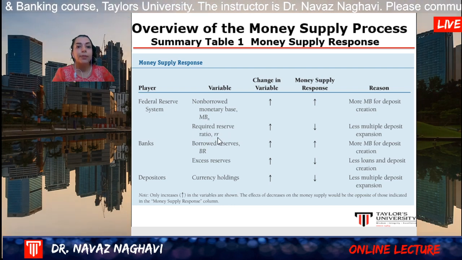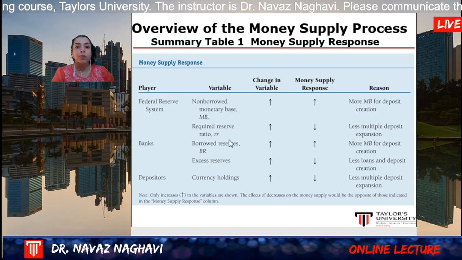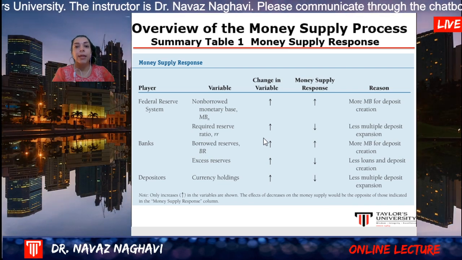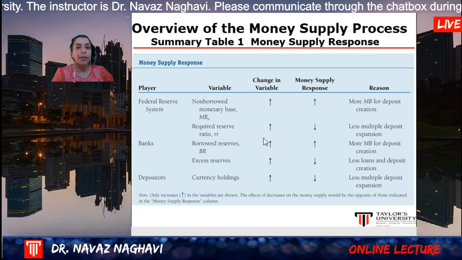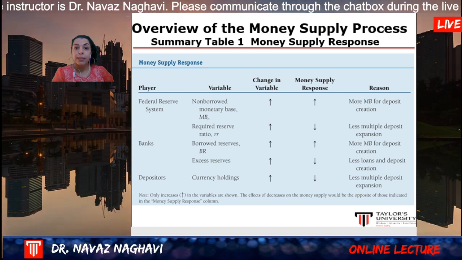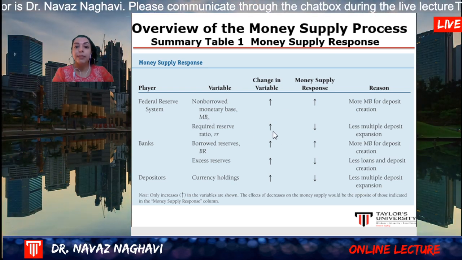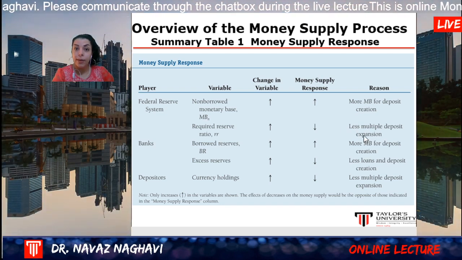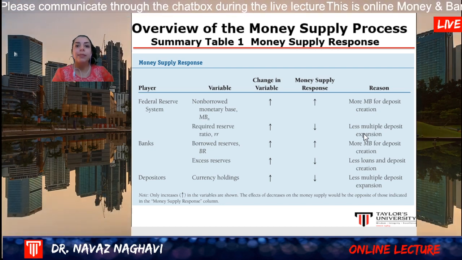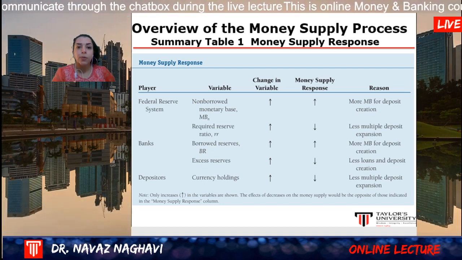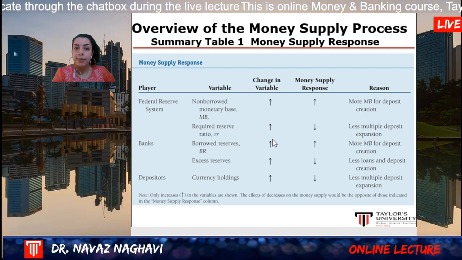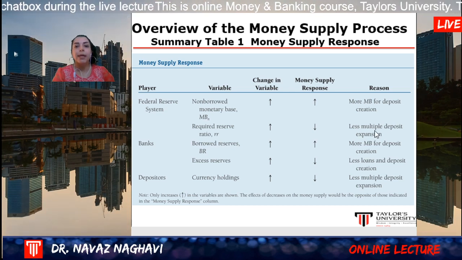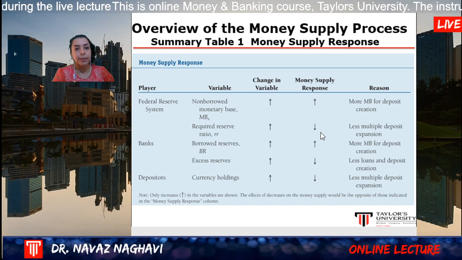Then the required reserve ratio. We know that whenever we increase the required reserve ratio, we are decreasing the loaning ability of the banking system. So that's why the amount of reserve is decreasing. That's why it is saying that there is less multiple deposit expansion, because RR is in the denominator of our fraction. Once RR is increasing, the ability of multiple deposit creation is less. So that's why the money supply is decreasing.